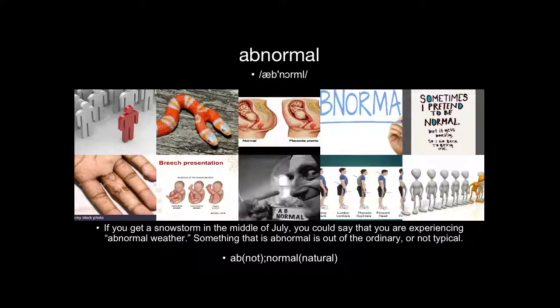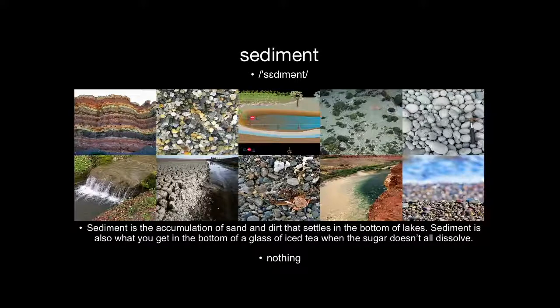Abnormal, abnormal. If you get a snowstorm in the middle of July, you could say that you are experiencing abnormal weather. Something that is abnormal is out of the ordinary, or not typical. Sediment, sediment. Sediment is the accumulation of sand and dirt that settles in the bottom of lakes.